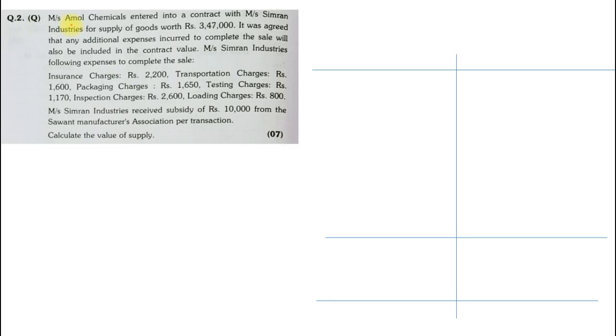There is 2Q. Mrs. Amol Chemical entered into a contract with Simran Industry for the supply of goods worth 3,47,000. It was agreed that an additional expense incurred to complete the sale will also be included in the contract value. Measure Simran Industry following expenses to complete the sale. Okay, so what are they asking us basically? Calculate the value of supply. So I'll write here computation of value of supply.